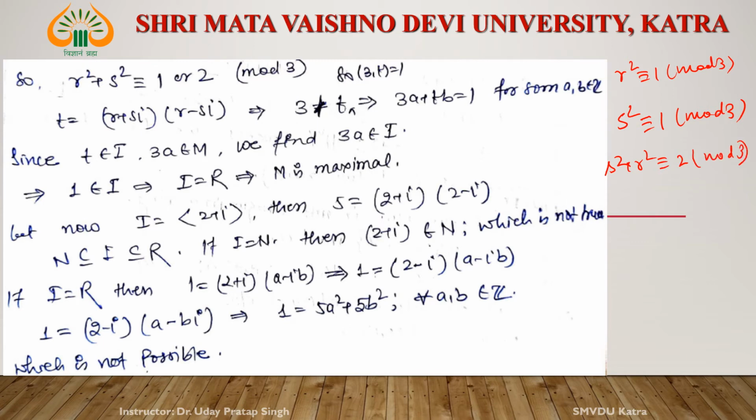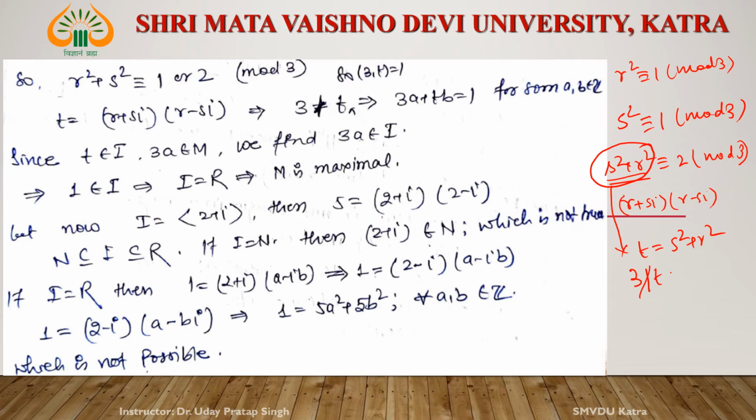Then what is S square plus R square? S square plus R square can be written as R plus SI into R minus SI. If we call this integer t, equal to R square plus S square, then 3 does not divide t.